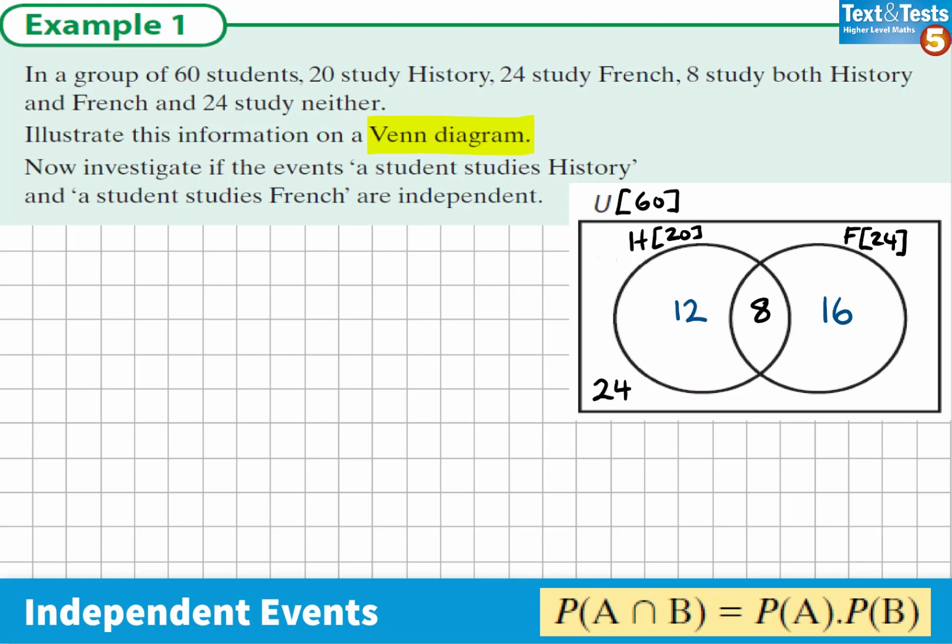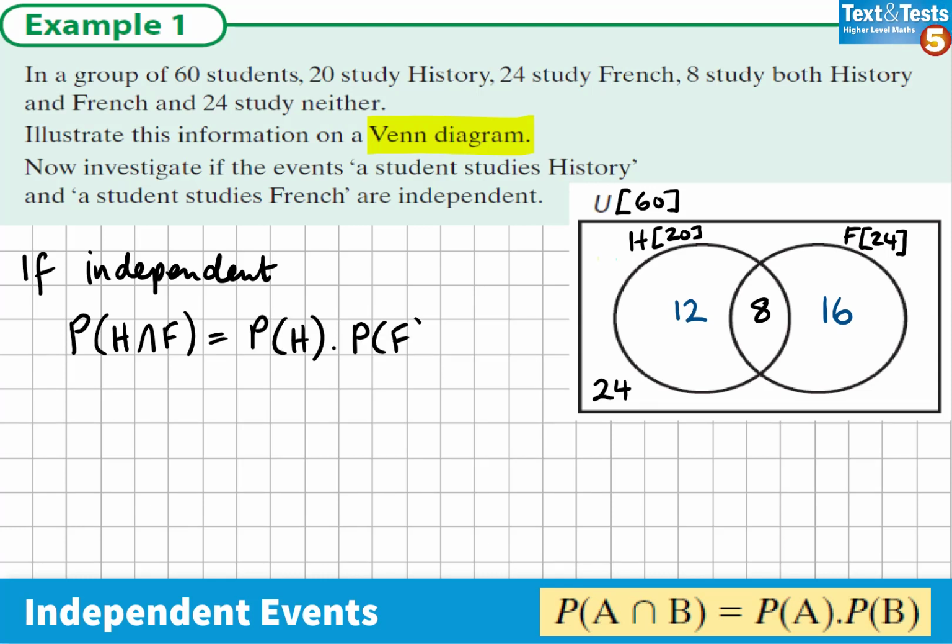So now we have to investigate if the events a student studies history and a student studies French are independent. If they are independent, they follow the independent multiplication rule, which says that the probability of history and French should be equal to the probability of history multiplied by the probability of French. So let's see, is this rule true here?